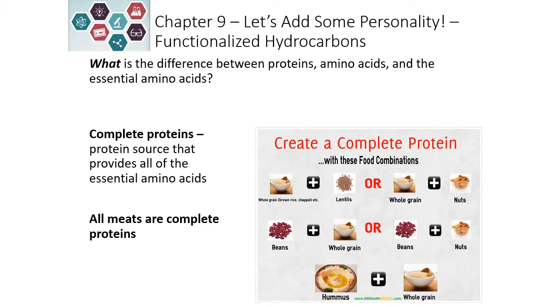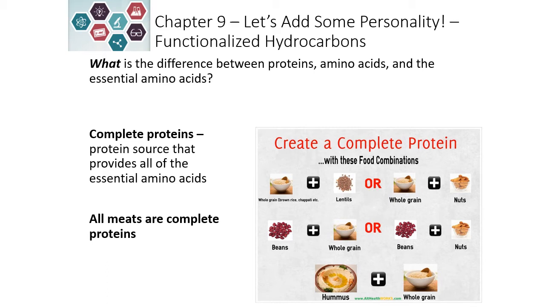So how do we end up getting these essential amino acids? Well, we need to have a way of getting complete proteins. If you eat meat, this is not a problem because all meats are complete proteins. The proteins that make up muscle fibers contain all 20 of our amino acids. However, if you are a vegan or a vegetarian, you do have to be more careful about the food choices that you make in order to make sure that you are getting complete proteins.